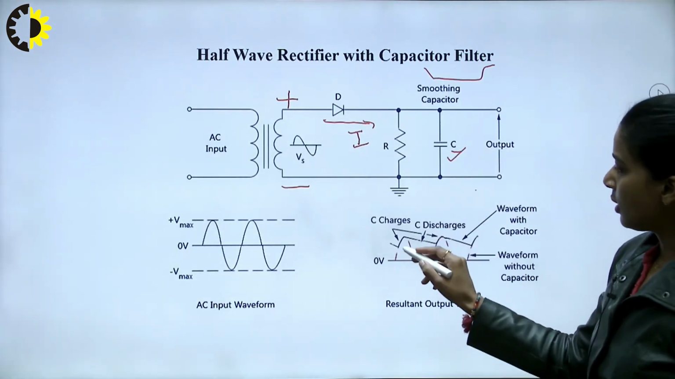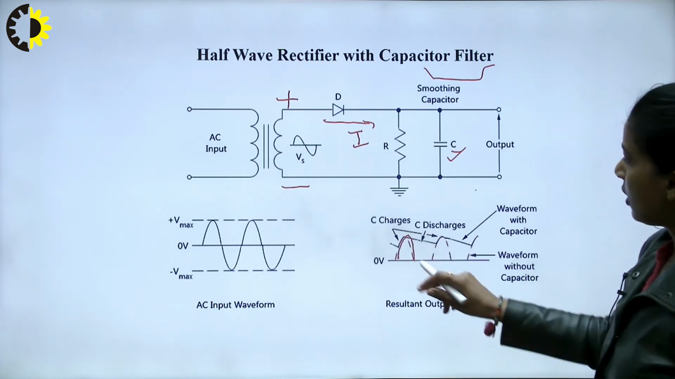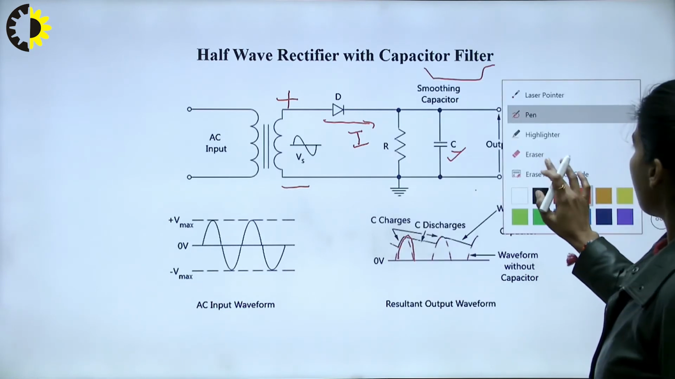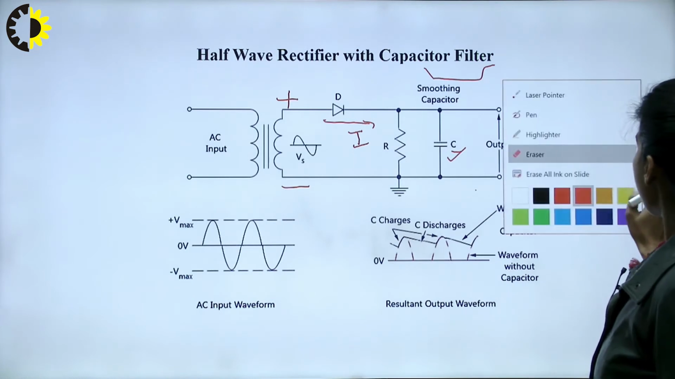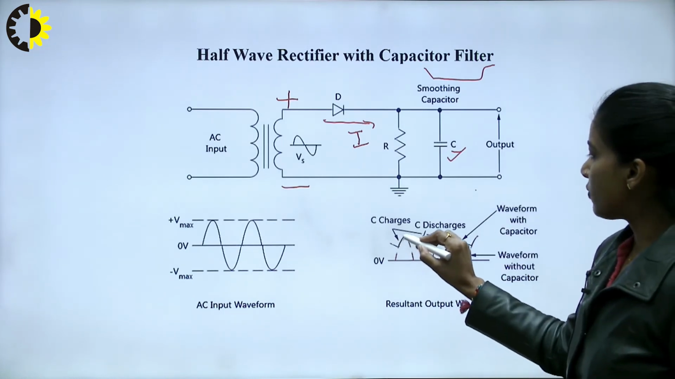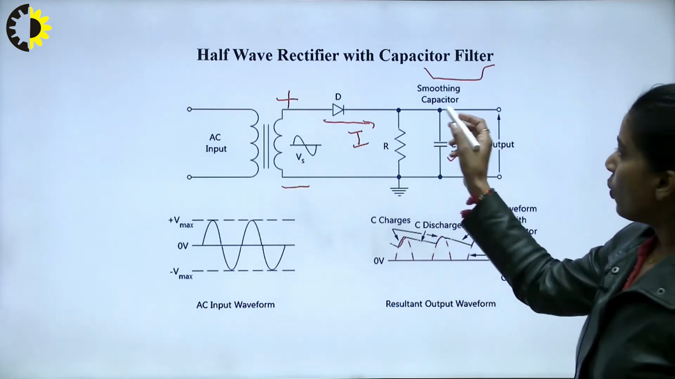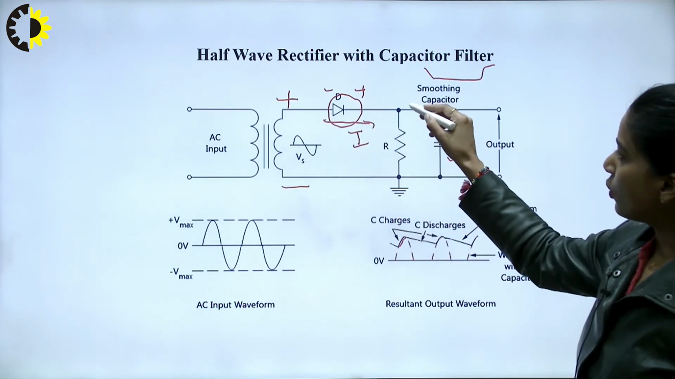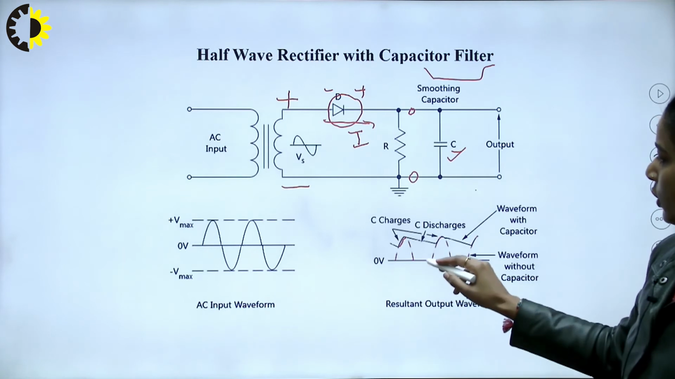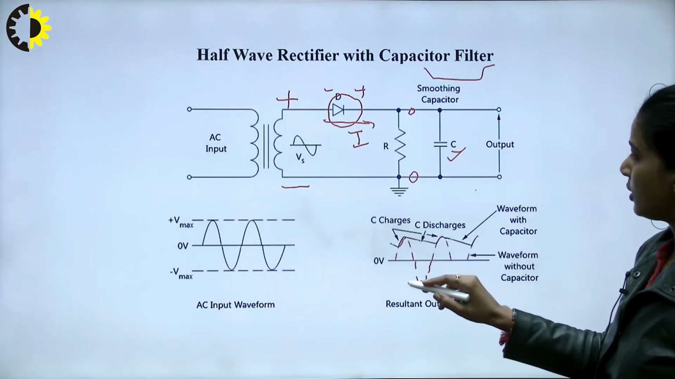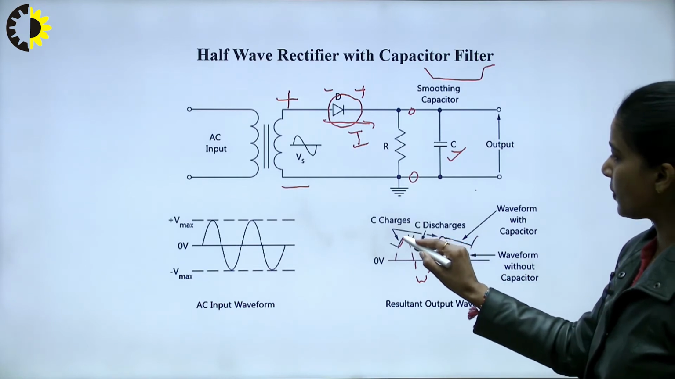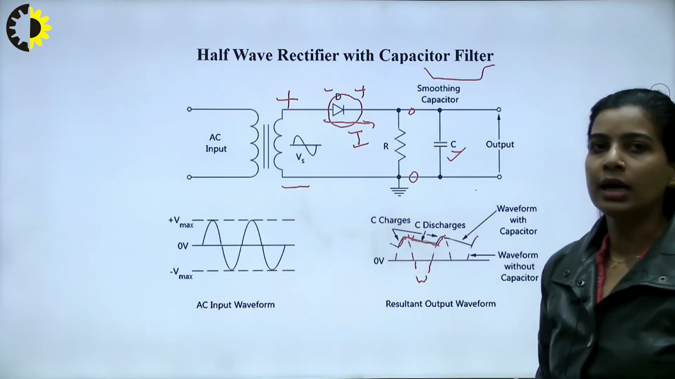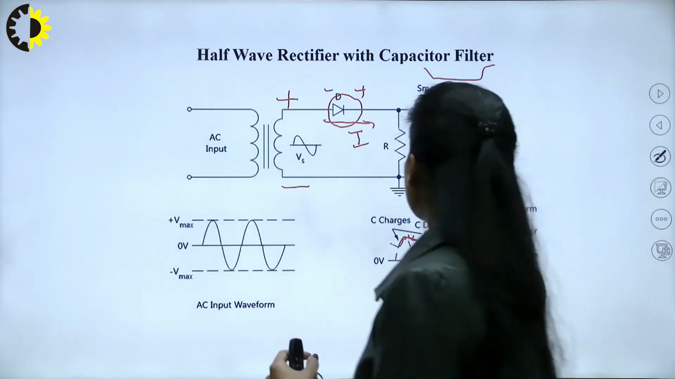So, here you can see this is the output that is shown by red color. Here the capacitor will start charging. It will charge for the positive half cycle. When the negative cycle appears, this diode will become open circuit and no current will flow. So, in that duration, that is the negative cycle, the capacitor will get discharged. Again, when the positive cycle comes, it will start charging and this will keep on going with the cycles.